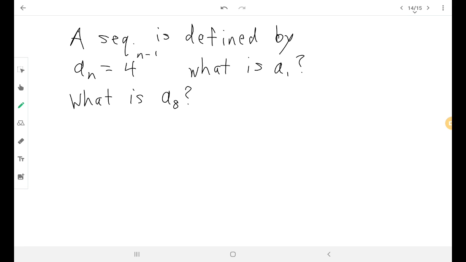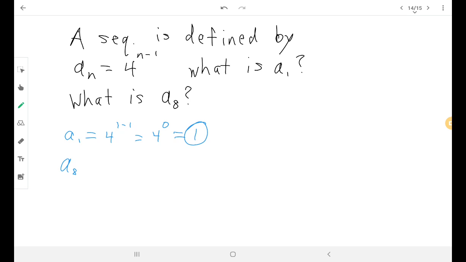Now, this is really convenient. Again, this is one of those things where we don't need almost any information, right? A sub 1 means replacing the n with a 1, that also means replacing that n with a 1, so it's 4 raised to the 1 minus 1, which is 4 raised to the 0, and anything other than 0 raised to the 0 power is 1. So the first term is 1.